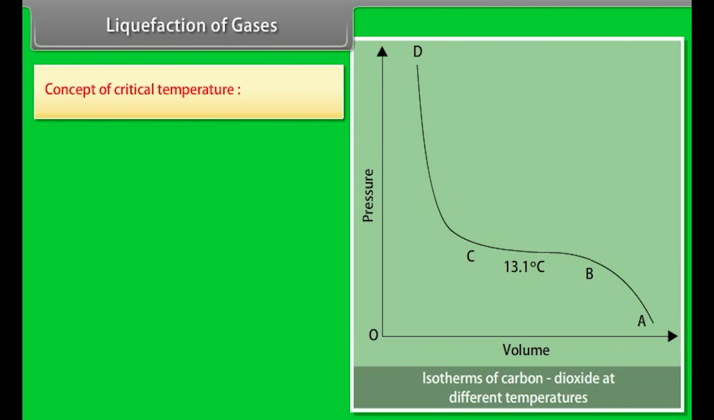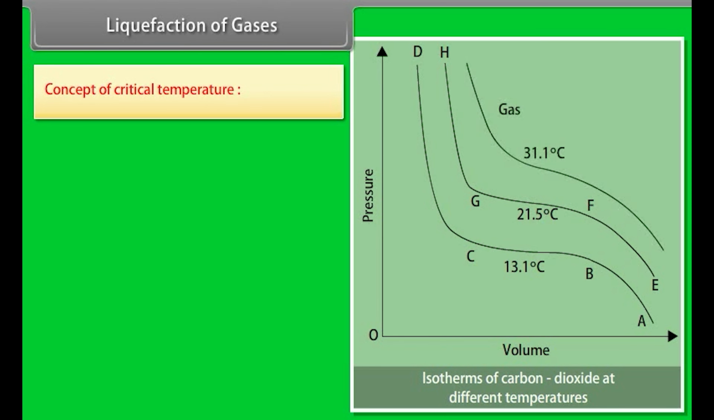The isotherm EFGH at 21.5 degrees Celsius is similar to that at 13.1 degrees Celsius, except that the horizontal portion over which liquefaction occurs is shorter. In the isotherms above 31.1 degrees Celsius, the horizontal portion completely disappears. This shows that above 31.1 degrees Celsius, the liquefaction of the gas does not take place at all. However, high pressure may be applied.